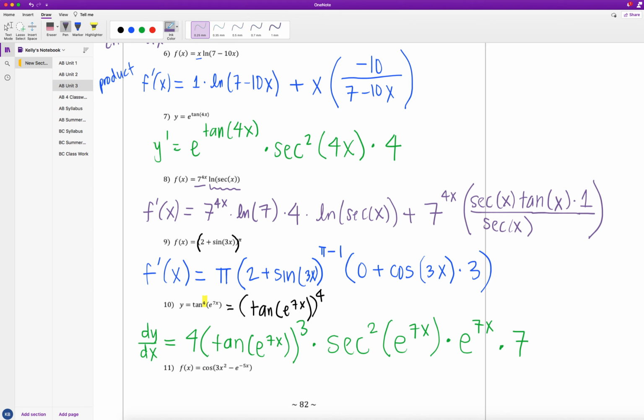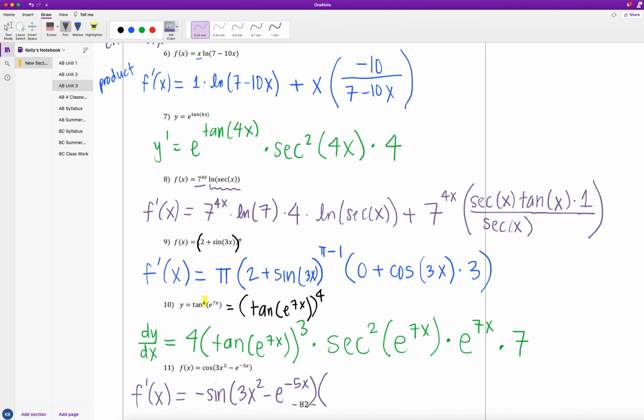So example 11 says f of x equals cosine of 3x squared minus e to the negative 5x. I want you guys to pause the video and find your derivative in example 11, and then we'll check it together. Okay, let's check this derivative. So I have a composition here, cosine of this other function. So I'll start with the derivative of my outside. Derivative of cosine is negative sine. Keep the inside the same. So all of that gets rewritten times, now I get to do the derivative of the inside.